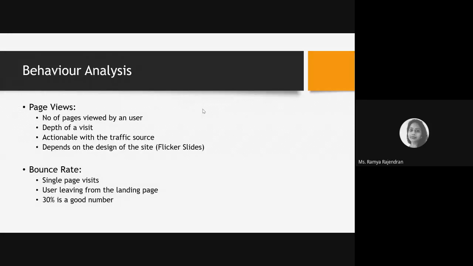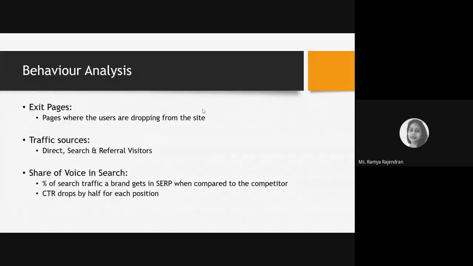Next is exit pages. It's nothing but the page where the users are dropping from the site. For example, you go to Amazon, you search products, and then you add one to the cart, but just leave it because you don't want to pay right now. It happens. Or sometimes you're browsing a company's website and you think, okay, it's not going to help me, and then maybe on the product page, after understanding the products, you leave. These are the pages called exit pages, where the user is dropping.